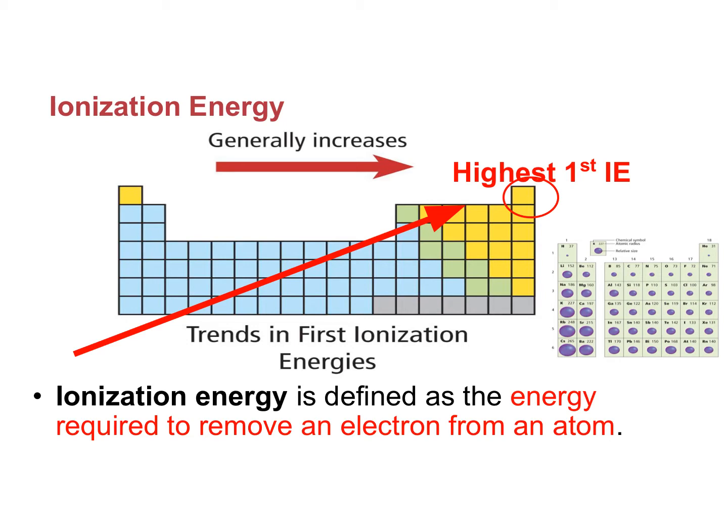You can see that ionization energy increases as you go from left to right and from the bottom to the top. And helium is our highest ionization energy, okay? So, ionization energy is defined as the energy required to remove an electron from an atom. So, to take away an electron, there has to be some energy involved, and this is how much energy it takes.